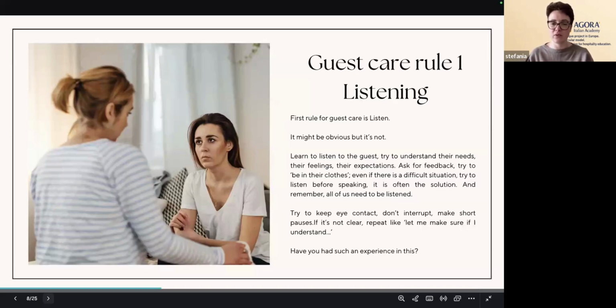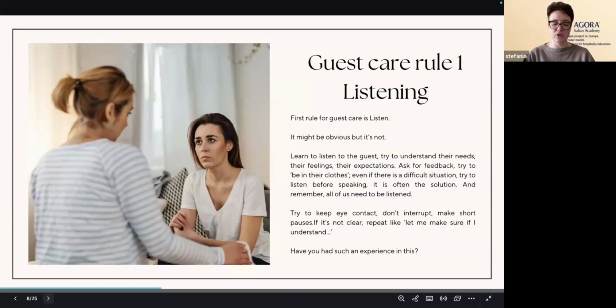So when I go on vacation, I want to relax. I want to be understood if I have some needs. I'm looking for comfort, for caring. Okay, so that's a very important concept. I want you to understand. Always listen before speaking. And remember at last that all of us need to be listened to.